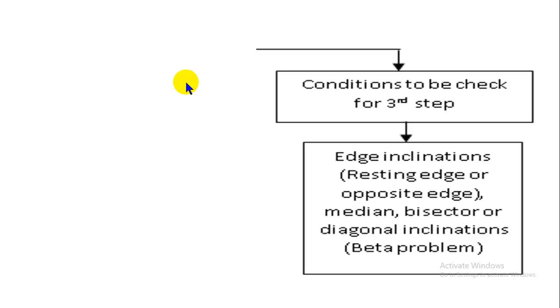And then they will give median, bisector or diagonal inclination. When the median or bisector or diagonal inclination comes, we need to give a little attention, as there will be a beta angle. We need to find the beta angle. If you fail to find the beta angle, if you simply place it, then the last step marks, that is 15 marks, you are going to lose. So while taking the data, make sure what is inclined in the last step, we have to check it. And if they give the median or bisector or diagonal inclination, try to find the beta angle.